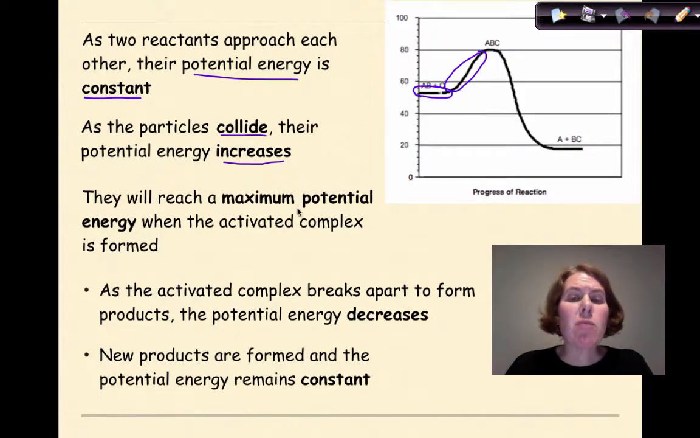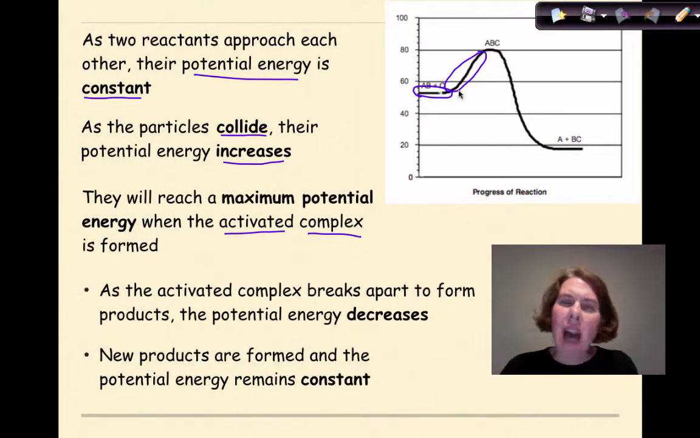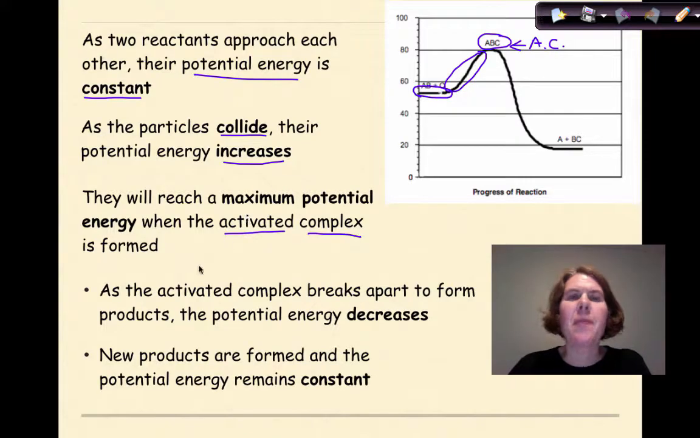They will reach a maximum potential energy when something known as the activated complex is formed. The activated complex, and we'll talk about this a little bit more later, is an intermediate. It's not a reactant, it's not a product, it's very, very unstable, and we can see that represented as ABC right here. So this right here at the top of this little bump is known as my activated complex. We'll represent that as an AC.